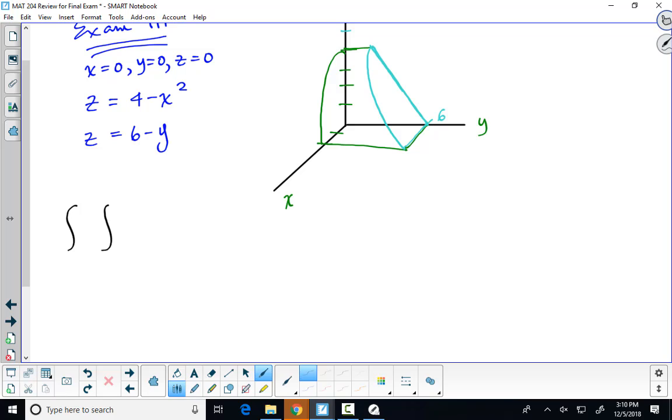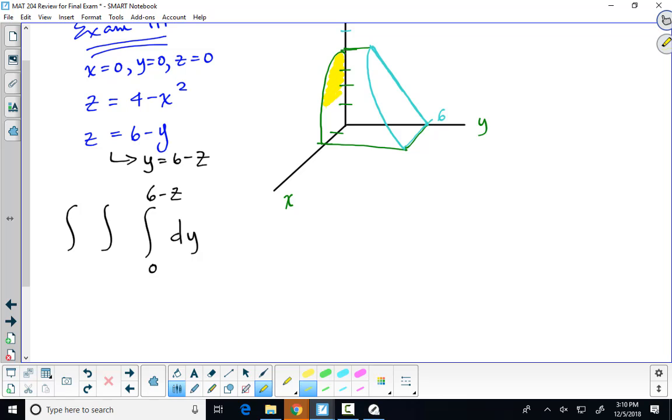So triple integral, we're just trying to find volume. The inner integral is representing our surfaces. So y equals 0 is the left edge, and y equals, we solve this one, we get 6 minus z. That will be our right edge. So where's our domain? What plane's our domain in? XZ plane, exactly.